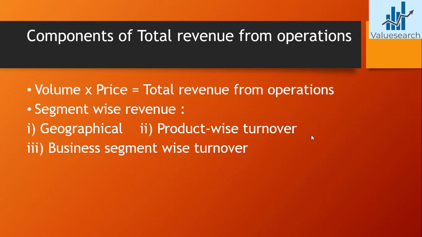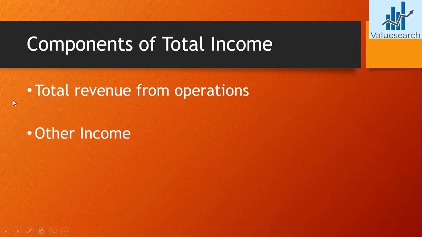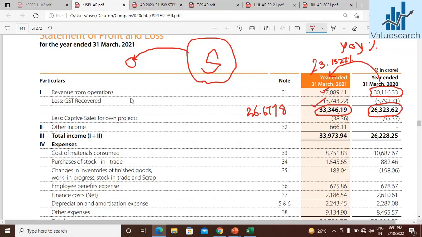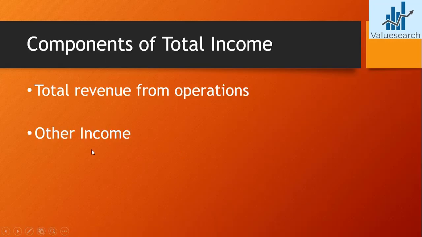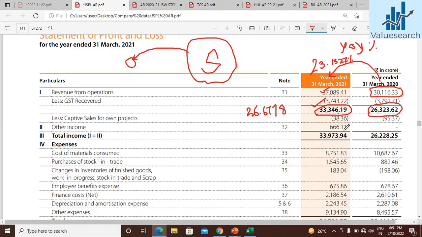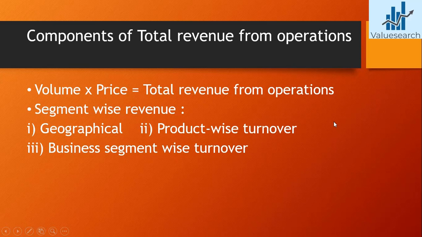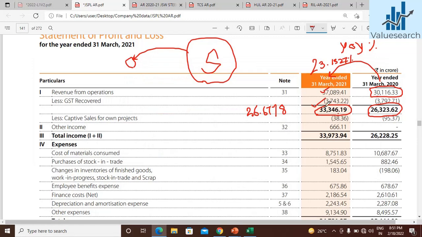So now, as we discussed in our PPT, the components of total income is total revenue from operations. So we have understood what is total revenue from operations here. And there was another component called other income. You have got other income over here. But as we discussed, the components of total revenue from operations can be categorized or subdivided geographically or product wise or business segment wise. So we will be analyzing that. How have you arrived at this number? To whom? Where? How have you sold your products or services to your customers? We are going to analyze that going forward when we analyze note number 31. Then we will have complete clarity of what is the real picture behind this total figure.